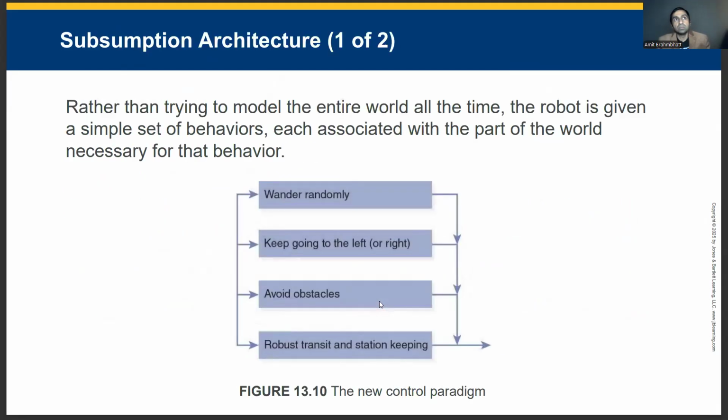Slide 48, Subsumption Architecture, 1 of 2. Subsumption architecture simplifies robotic control by breaking behavior into layers. Instead of modeling the entire environment, the robot performs simple behaviors based on what is relevant at the moment. This reactive approach is faster and more robust, especially in dynamic environments.